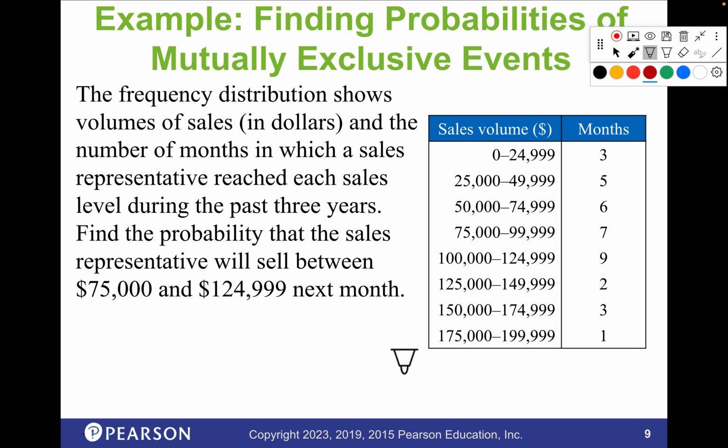A frequency distribution shows the volumes of sales and the number of months in which a sales representative reached each sales goal during the past 3 years. Find the probability that the sales representative will sell between 75,000 and 124,000. Okay, 75,000. So how do we go about doing that? Well, they're only going to sell one value, right? But the way the data has been given to us, frequencies, what do we need to use to fit this range of values?